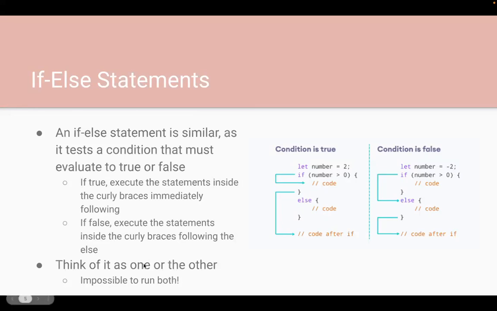So think of it as like one or the other in some sense, right? And it's impossible to run both at the same time, or even at different times. It's impossible to run both of the statements. It's either the if statement occurs or the else statement occurs. Kind of like the Booleans, but here we have conditions that have to be true to go through any of them.